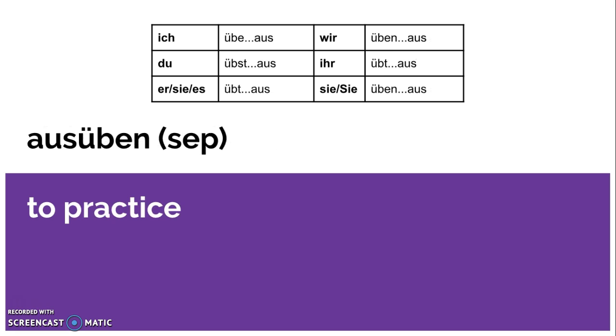Ausüben. Another separable verb, this one is regular this time. Ich übe aus, du übst aus, er/sie/es übt aus, wir üben aus, ihr übt aus, und sie üben aus.